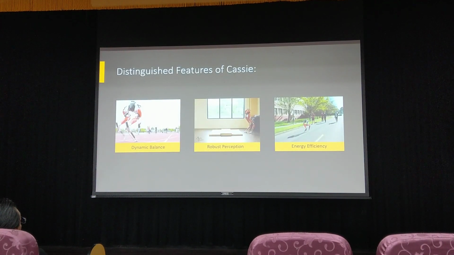Here are some distinguished features of Casey. First, the walking. It can do dynamic balance during the walking, which is more like a human, and it's quite good because most of the robots before cannot walk that fast.